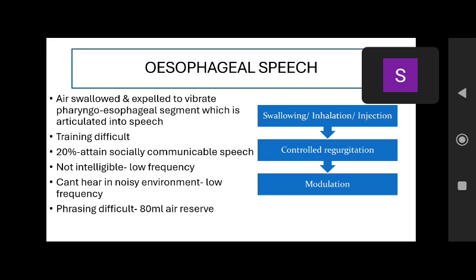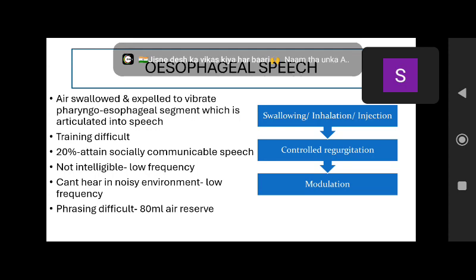The issue with esophageal speech is that the training is very difficult. Only 20% of the patients actually acquire communicable speech, and the speech is very low frequency. It's not intelligible. Also, in a noisy environment you cannot hear the voice, and phrasing is difficult because the air reserve is only 80 ml. So this is not a preferred modality for most patients.